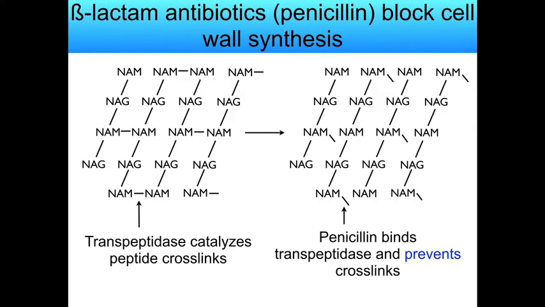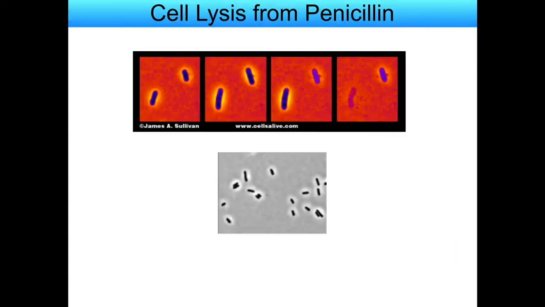This differentiates it from the beta-lactam antibiotics, such as penicillin, which don't cleave anything. They just bind the transpeptidase and prevent cross-linking between N-acetylmuramic acids. And remember, it's autolysins, not penicillin, that actually breaks this bond while the cell is growing. So if you add penicillin to actively growing cells, this is what transpires. The cell lyses because of the high osmotic pressure inside the cell.